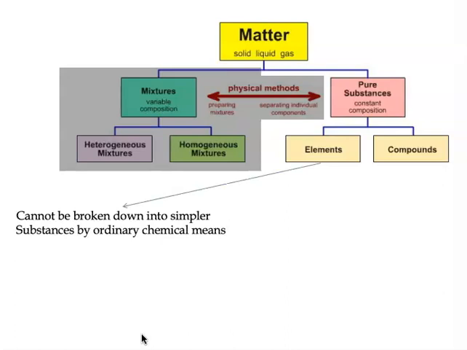The definition of an element is that it cannot be broken down into simpler substances by any ordinary chemical means. Keep in mind that the way you take a compound and turn it into its constituent elements is through some sort of chemical change. We had physical change as the dividing line between mixtures and substances. Now we have chemical change as the dividing line between compounds and elements. But the most simple building block of anything is an element.